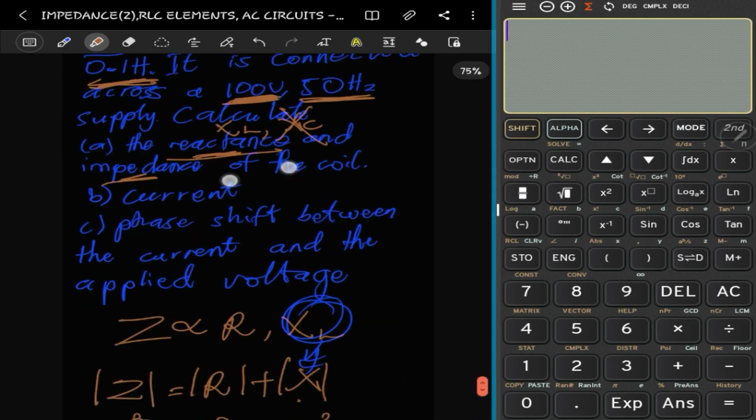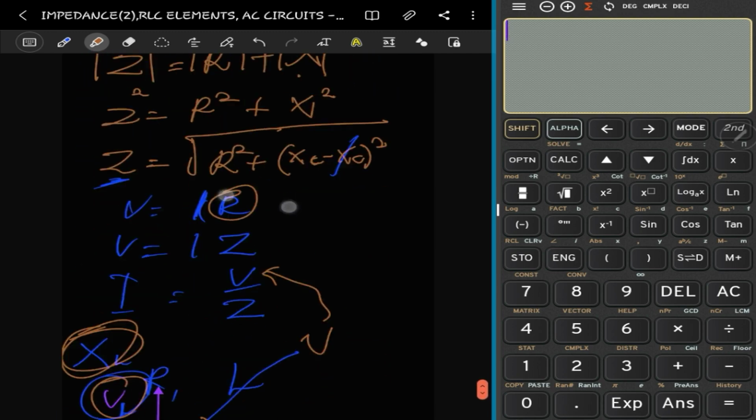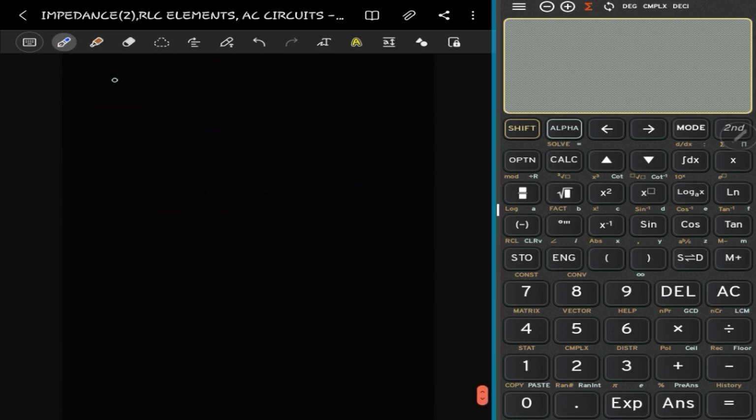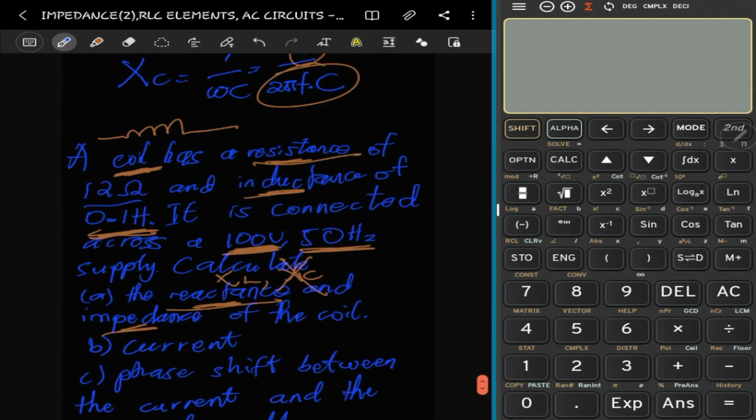So now trying to find Z. Z is what? Reactance and impedance, right? We know the equation that we're using for that one. Okay, so let's solve step by step. First the reactance. The reactance we'll be looking for here is the inductive reactance, and we know XL is the same as 2 pi f L, right? So 2 pi constant. The frequency is what we identify from the source, which I think is 50 hertz.